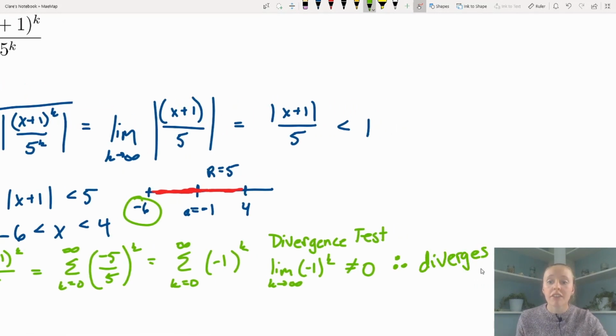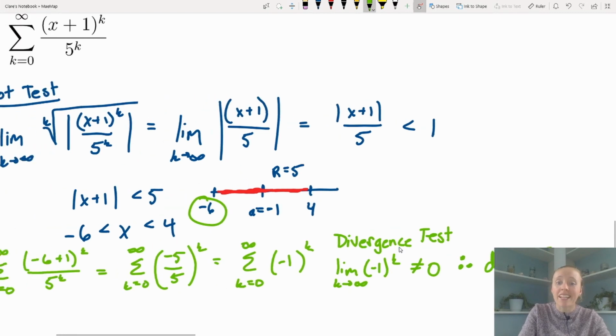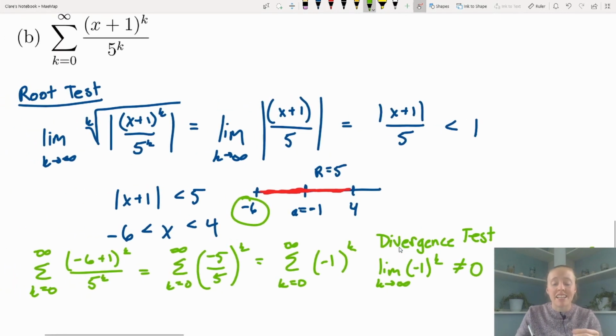So because we diverge, we know that that endpoint, well, is it included in our interval of convergence? No, because we're diverging at that point, we're not including it in our interval of convergence. So I'm going to put an open circle around -6. And now we're going to test that other endpoint.